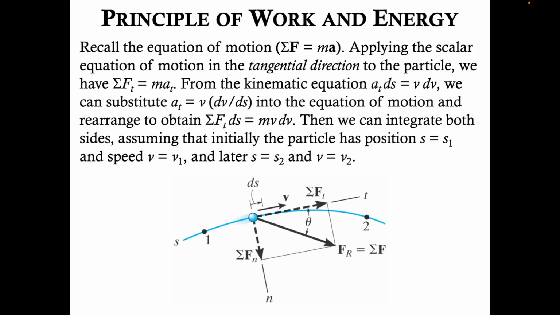From the kinematic equation a sub t ds equals v dv that we learned about in chapter 12, we can substitute by rearranging that one, a sub t equals v times dv by ds, into the equation of motion. Then we can integrate both sides of this equation, assuming that initially the particle has position s equals s1 and speed v equals v1, and later a position s equals s2 and speed v equals v2.